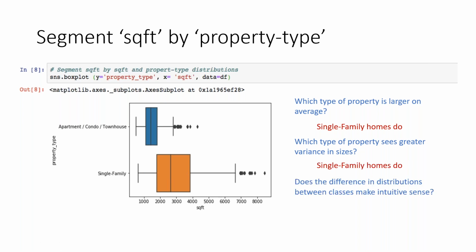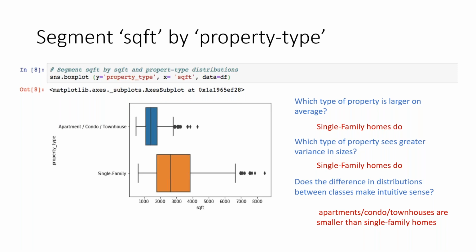Okay. Then, does the difference in distributions between classes make intuitive sense, between apartments and independent homes? Yes, they make intuitive sense. So that is why we have seen this. Okay, so now we have looked at segmentation from the point of view of visualizations.